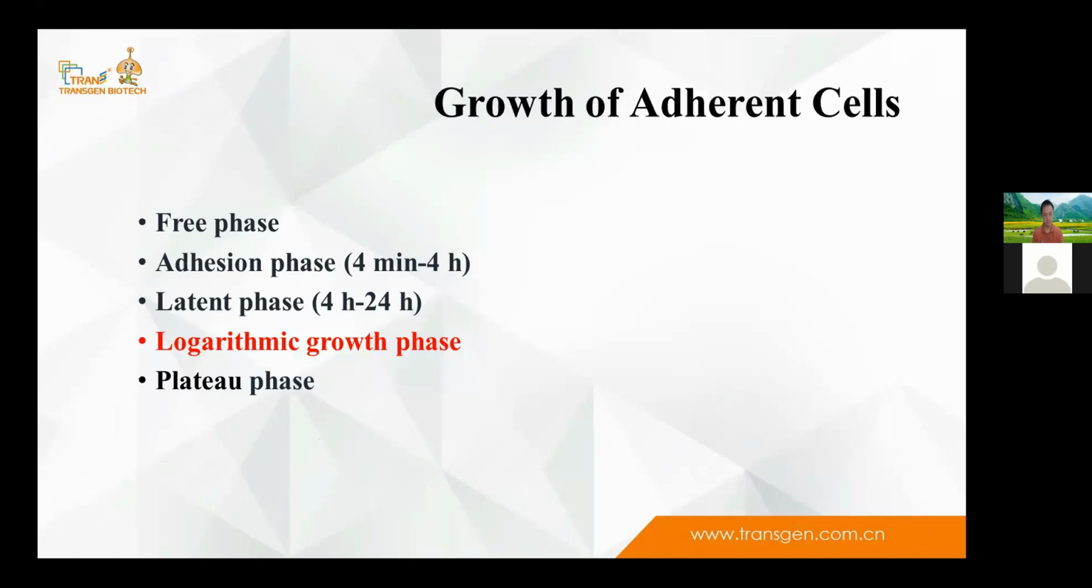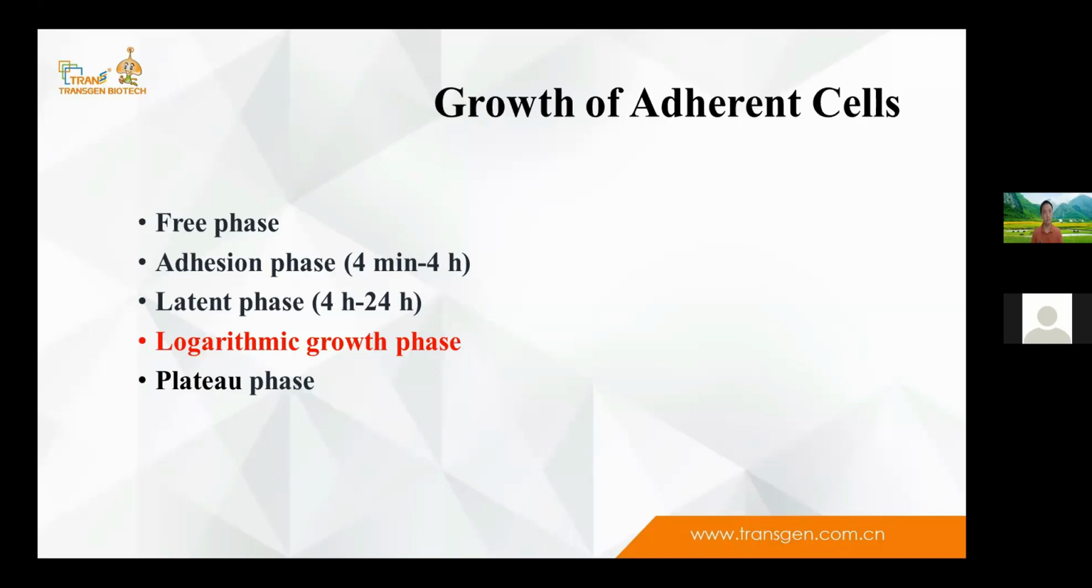Usually we grow cells as adherent cells. The growth of adherent cells is divided into five phases. The first one is the free phase. After passaging, the cells are suspended in the supernatant, and the cells just collapse into one cycle. The next is the adhesion phase, usually lasting 4 minutes to 4 hours. Then the cells attach to the substrate of the plate and go into the latent phase, which usually lasts 4 hours to 24 hours.